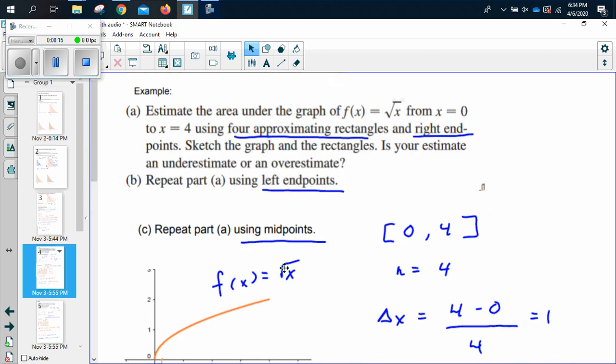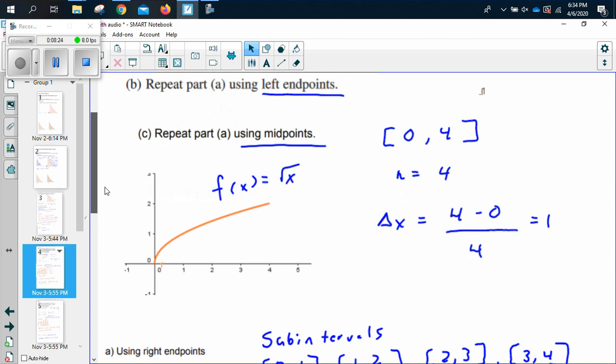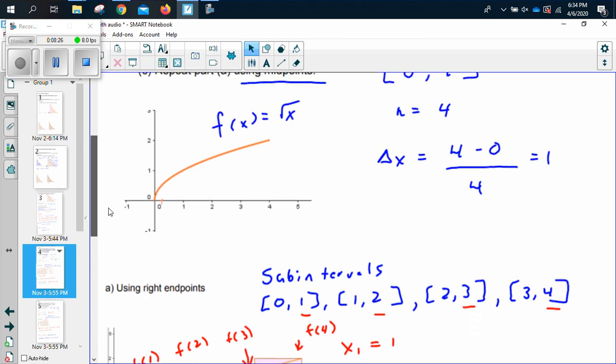So this is the graph of f of x equals square root of x, and my interval is from 0 to 4. N was given as 4, and so my delta x is 1. The subintervals, I'm starting at 0, and I'm adding 1 as my increment each time. These are the subintervals. Now, the first thing I'm going to do is use right endpoints.